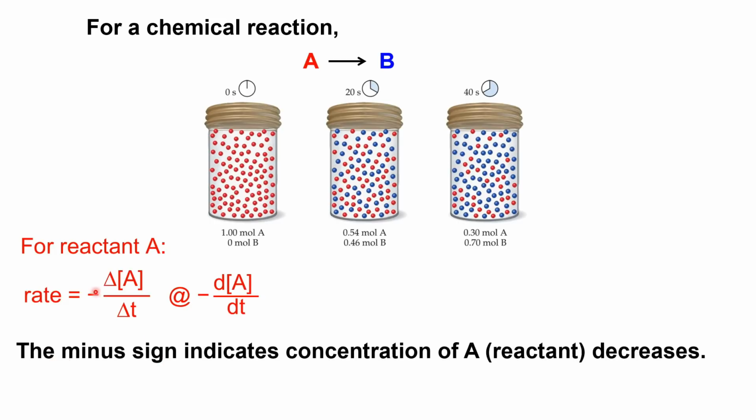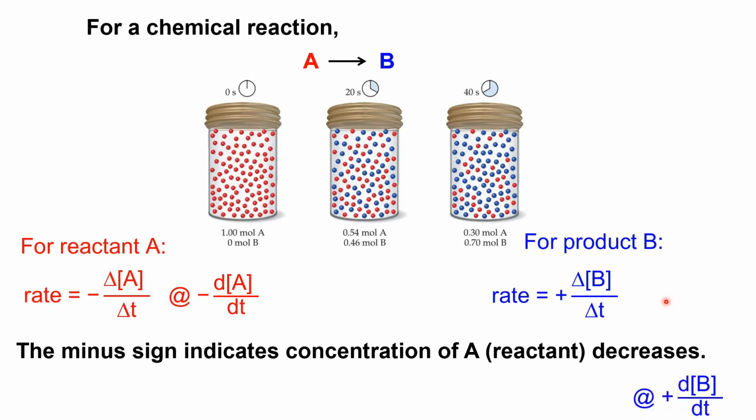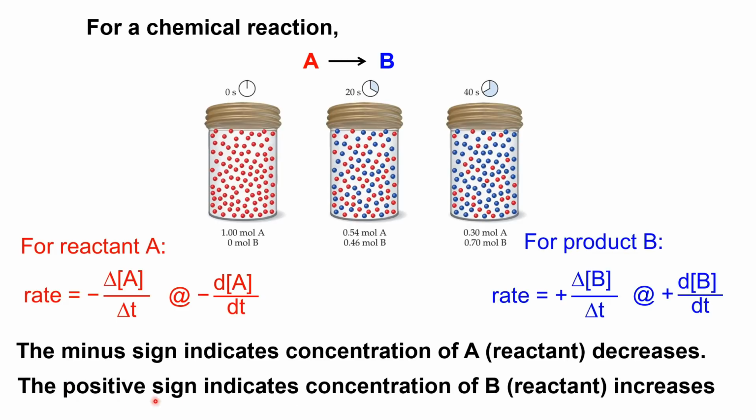The minus sign here indicates the concentration of A, which is reactant, decreases. While the rate of reaction for product B is rate is equal to positive change in concentration of B over change in time. Or we can write as positive d concentration of B over dt. The positive sign here indicates the concentration of B, which is product, increases.